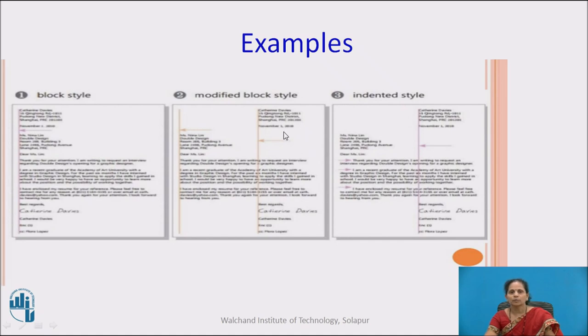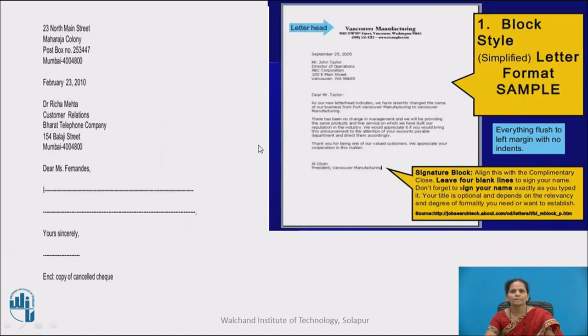See the difference between modified block style and indent style. In modified block style, whenever we start a paragraph, it should start at the left margin. But in indent style, whenever we start a paragraph, we leave some space. So this is the main difference between these two styles. This is a block style letter sample. See, sender's address, date line, then to whom you are writing the letter, that address, salutation, main body, and the concluding part. Everything is flushed on the left margin with no indents.